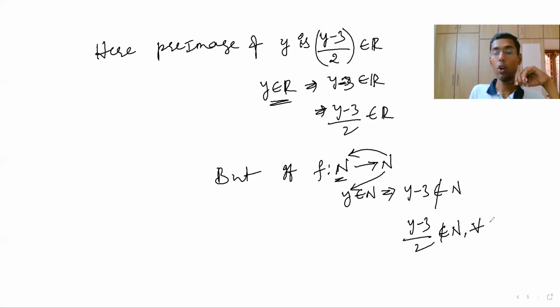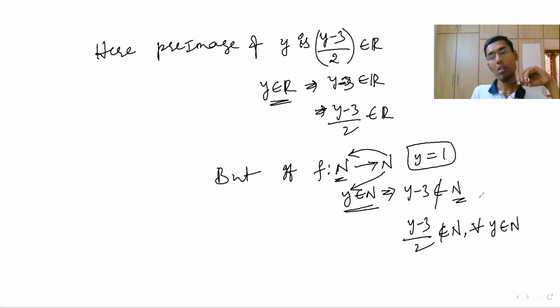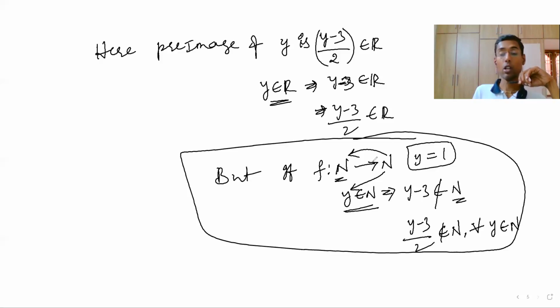For all y belonging to N, whatever y is, any natural number you take, if you take simply the natural number 1, y minus 3 is not a natural number. Then it becomes negative, it's not natural. That is the reason this is not a 1-1 function. This is not an onto function. You understand?